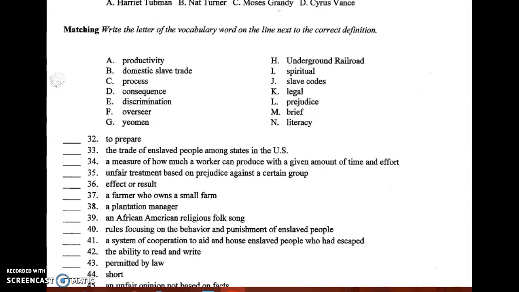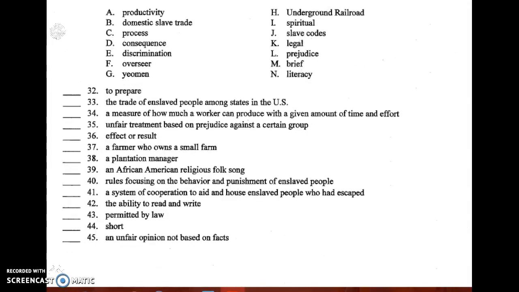42. This is the ability to read and write. 43. This word means permitted by law or is allowed by law. 44. This word means short. Number 45 is a word that goes along with the word for number 35. Number 45 is an unfair opinion, usually of a group of people, not based on facts.